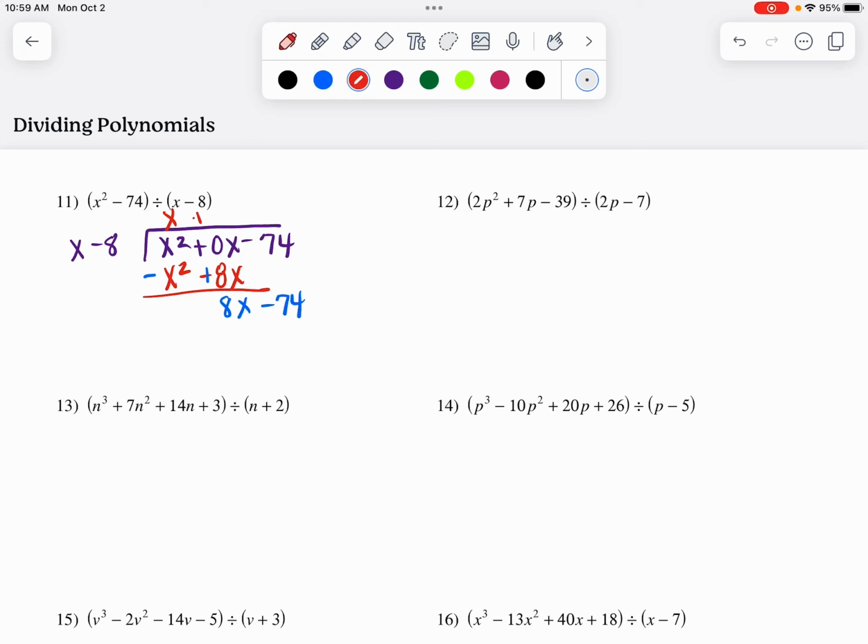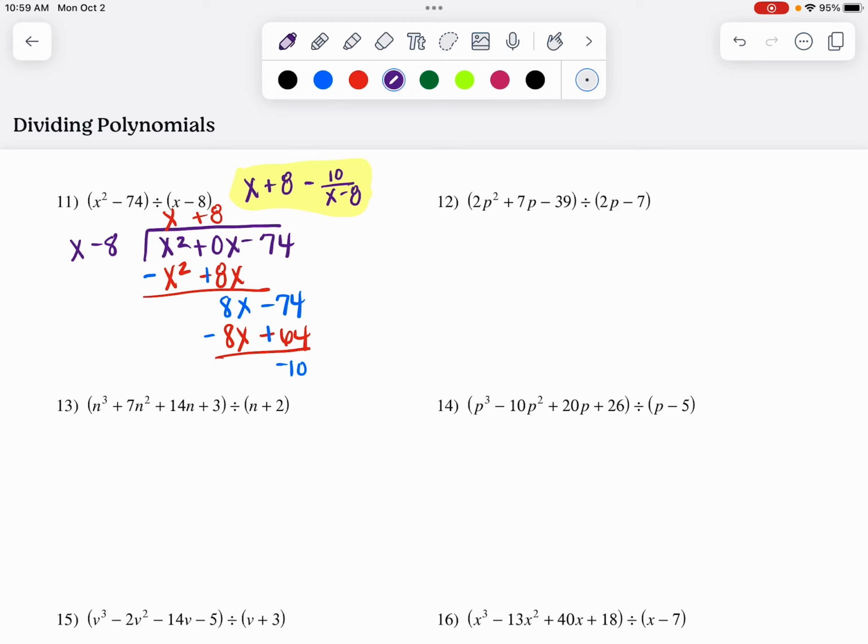I'm going to need a positive 8 here, which of course is going to give me a positive 8x and then a minus 64. So that whenever I subtract these, that's going to become a positive 64. So that would be a negative 10. So my answer for number 11, I'm going to write it up here, would be x plus 8 minus 10 over x minus 8. Again, that's the answer for number 11.